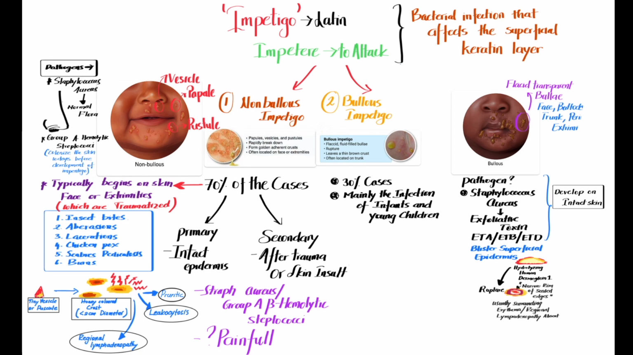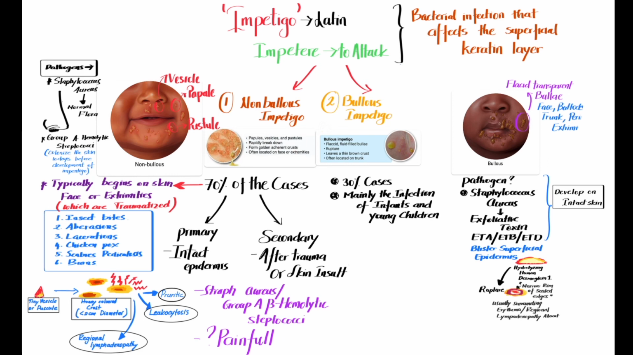So the next one, the bullous impetigo. Bullous impetigo accounts for, as we saw, 30% of the cases. These mainly affect infants or young children. The most common pathogen is Staphylococcus aureus, but here the exfoliating toxins found in these pathogens like ETA, ETB, or ETD. You can remember them like the first four letters of the alphabet without C. These toxins hydrolyze human desmoglein 1, which is found in the skin.